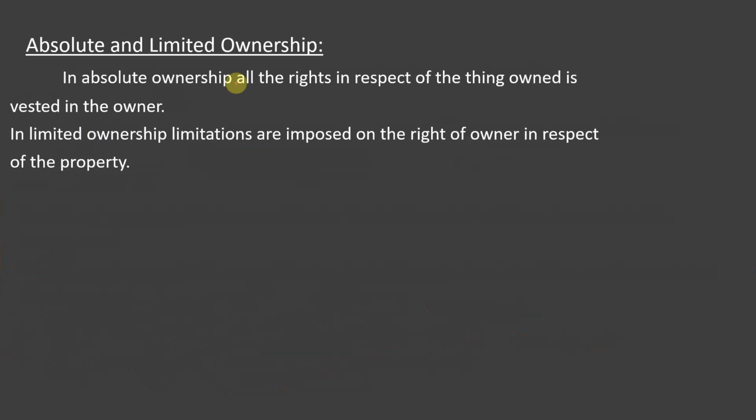Next is absolute and limited ownership. In absolute ownership, all the rights in respect of the thing owned are vested in the owner. That is, if A purchases a building, the whole and sole rights are vested in A. So here A will be called the absolute owner. In limited ownership, limitations are imposed on the right of the owner in respect of the property. So here A has leased the building to B for rent. So here B is a limited owner. He cannot have the absolute rights over the property.